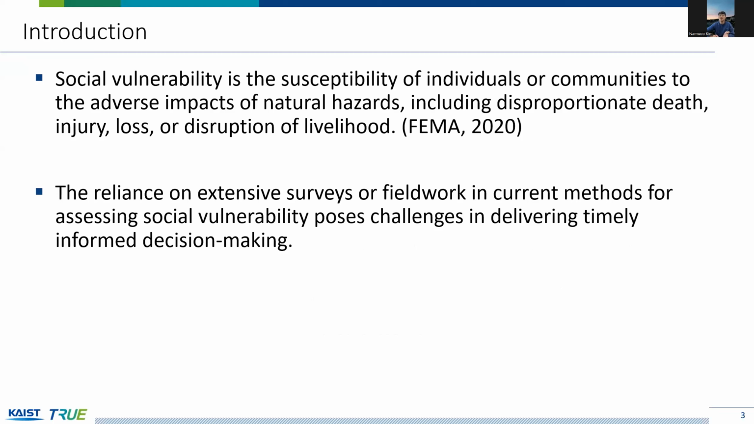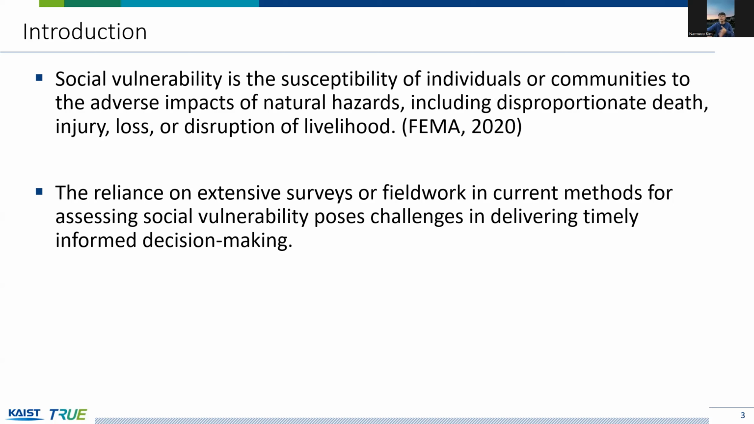Recently, significant economic and human losses resulting from extreme weather or disease outbreaks underscore the importance of understanding and assessing the social vulnerability of communities. Social vulnerability refers to the susceptibility of individuals or communities to the adverse impact of natural hazards. These days, major initiatives like the United Nations or the Centers for Disease Control in the US underscore that identifying vulnerable locations and quantifying the vulnerability are crucial for disaster planning and mitigation purposes.